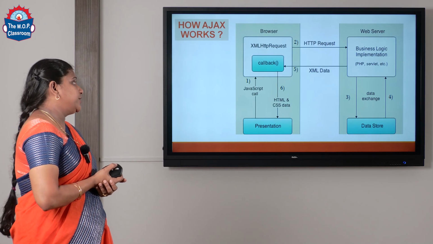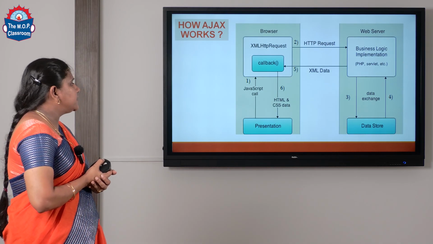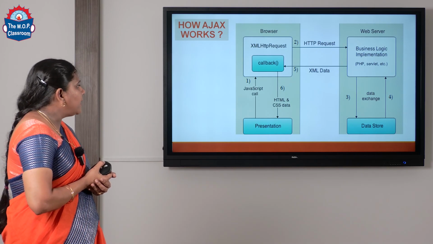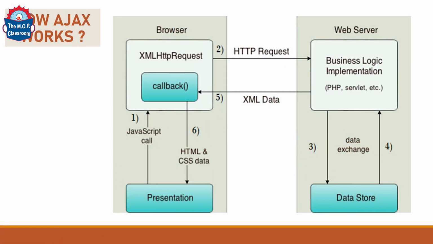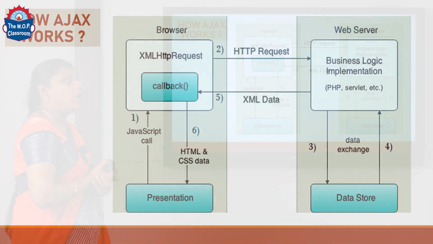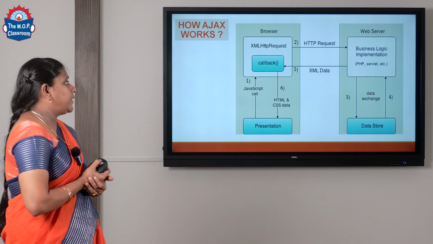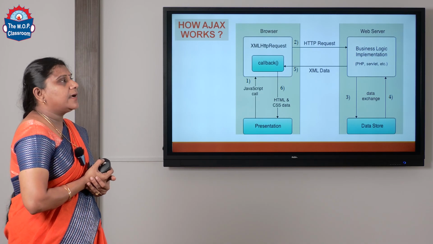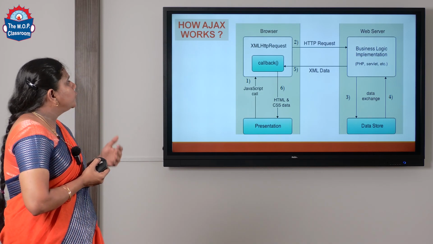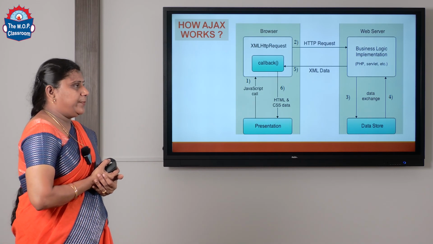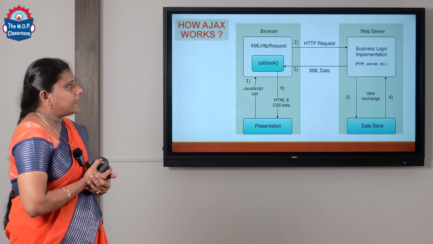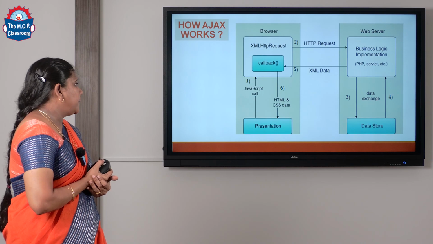So, how does AJAX work? A client sends a request from the user interface. A JavaScript call is made to the XMLHttpRequest. The HTTP request is sent to the web server by the XMLHttpRequest object. The web server in turn communicates with the database through JSP, ASP.NET or servlets, so it retrieves the data from the database. The server sends the XML data or JSON data to the callback function of the XMLHttpRequest. HTML and CSS data is displayed in the web browser.